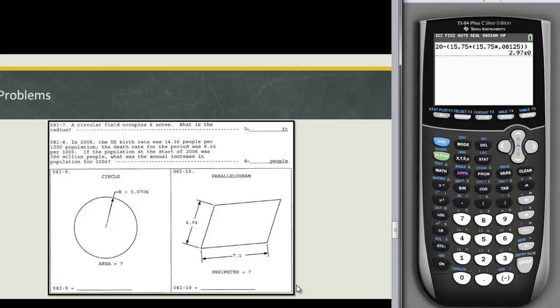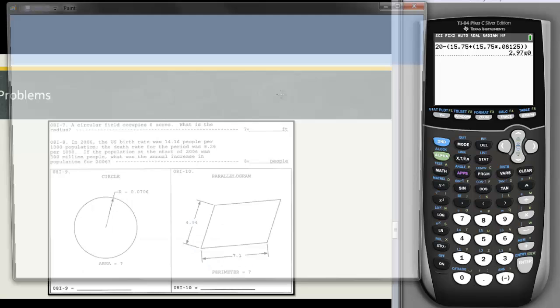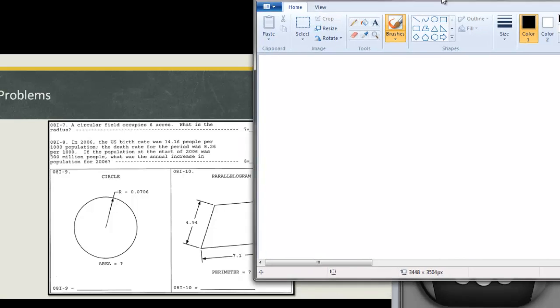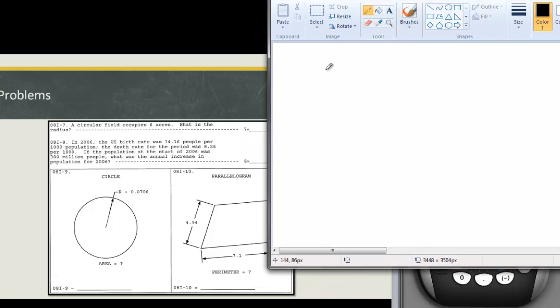The next one is a circular field occupies 6 acres. What is the radius? So right away, there's a couple of things you need to know here. The area, let me go ahead and make that bigger.